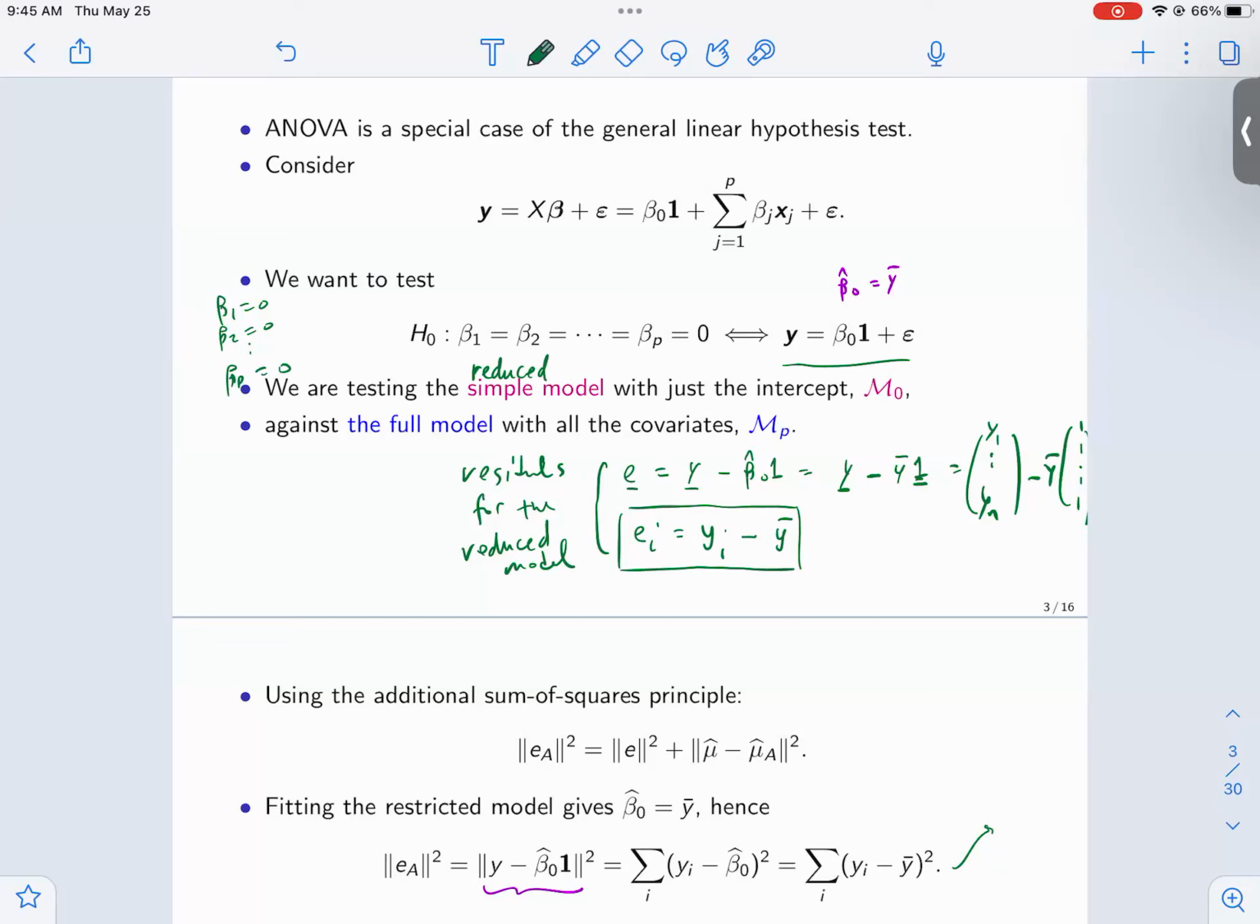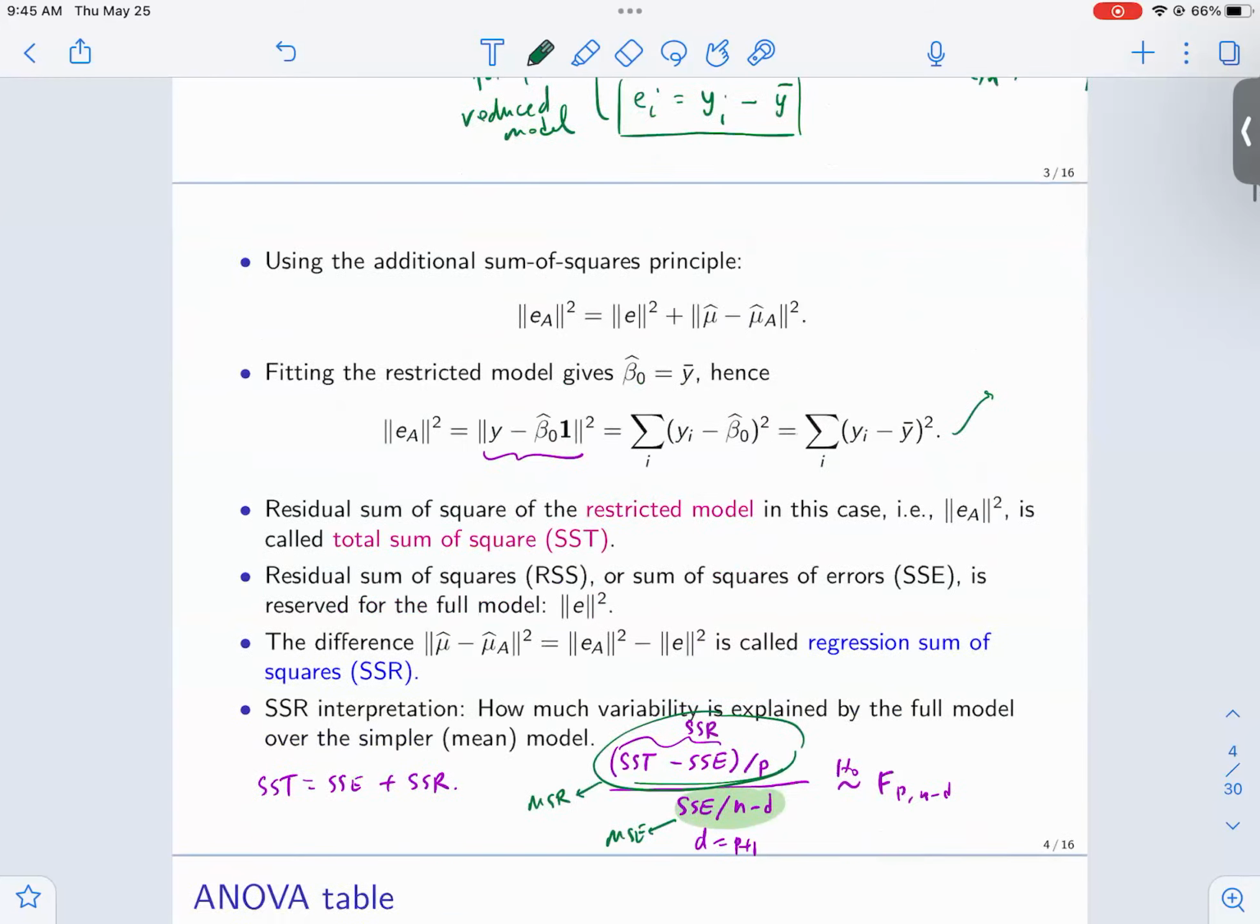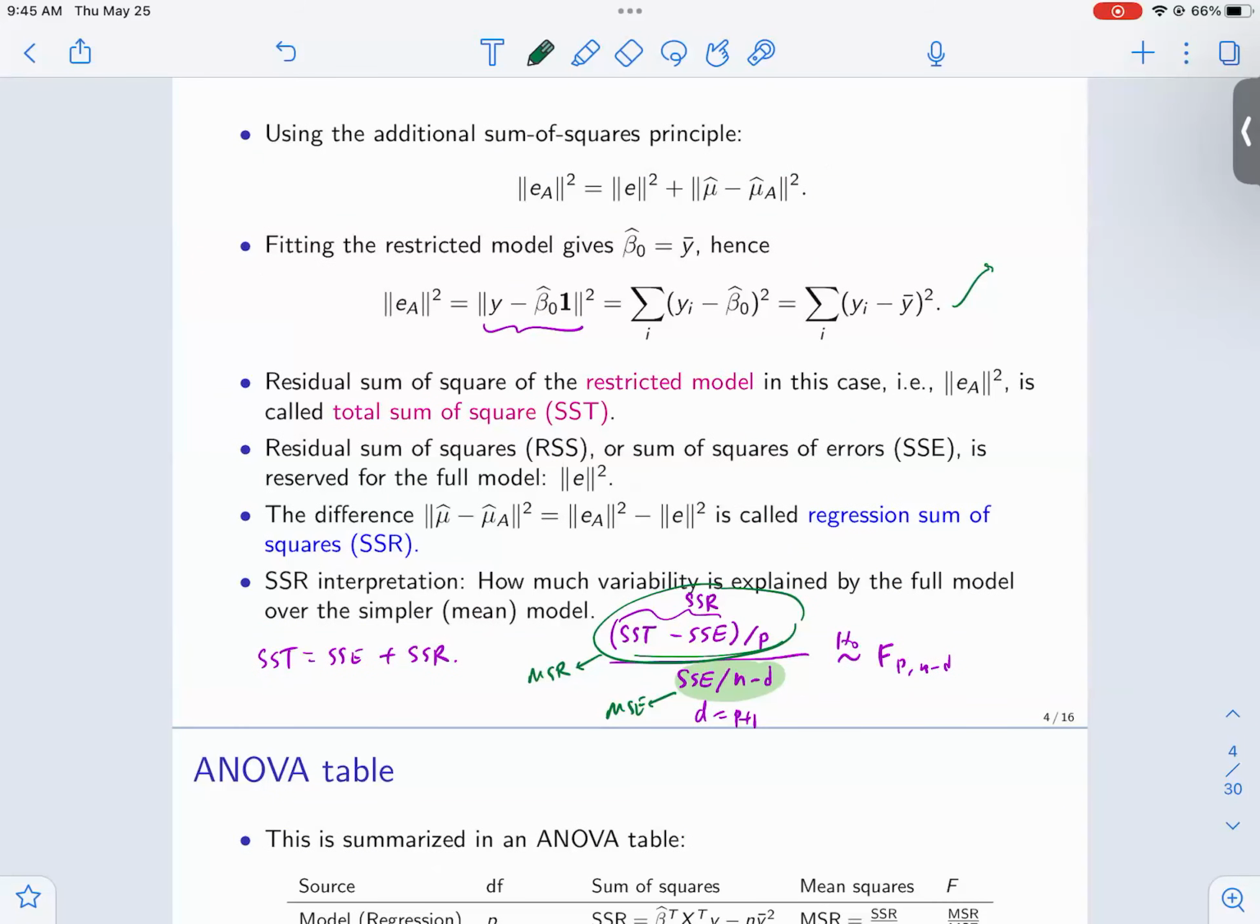And so we have p constraints, so we divide by p, and then divide by the SSE of the full model divided by its degrees of freedom, which is the number of samples minus the number of parameters of the full model, which I call d, which is most often p plus 1. So under the null this has an F distribution with p and n minus d degrees of freedom. And at some point we talked about where these degrees of freedom come from.